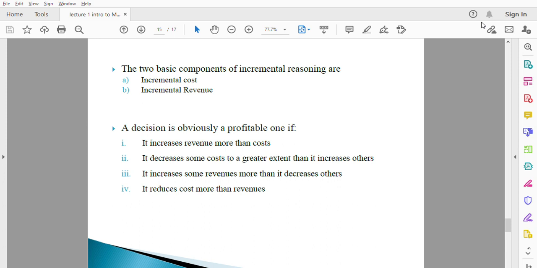Also, if it increases some revenues more than it decreases others, that is also a profitable one. We always want revenues to increase. And lastly, if it reduces cost more than revenue, that is also a profitable one, right?